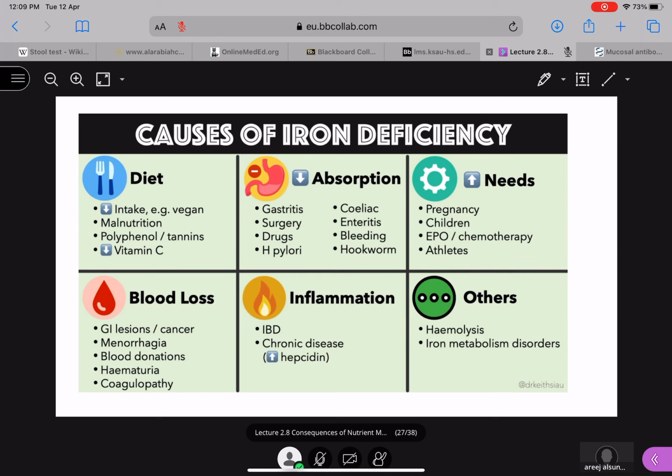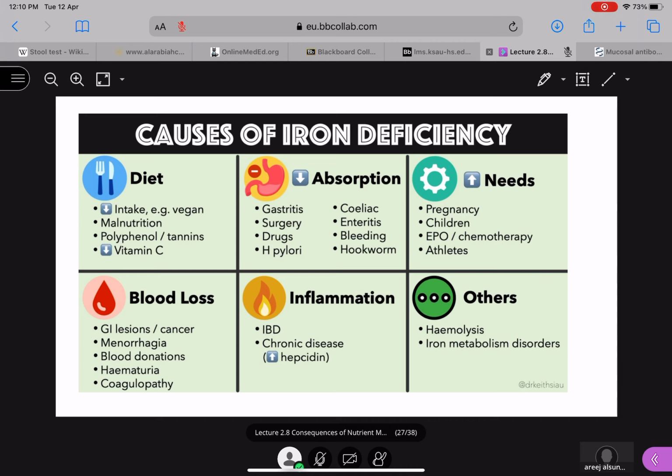What causes iron deficiency? As we said, diet is the source of the iron, so diet is again a source of deficiency. If we have a decrease in intake, especially a restricted vegan diet, because as we said earlier, the vegan diet provides non-heme, and non-heme has poor bioavailability and absorption. Vitamin C has been reported to increase the absorption of iron, so if we have vitamin C deficiency, it may affect the iron.